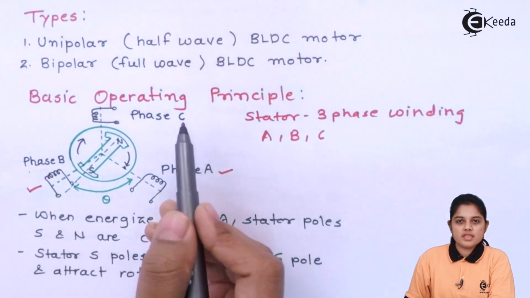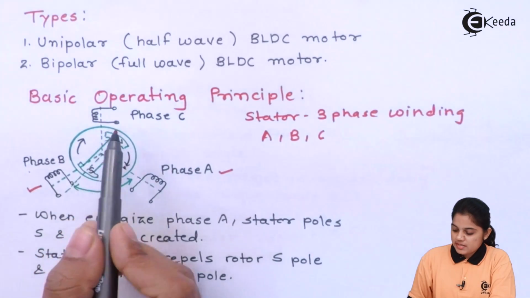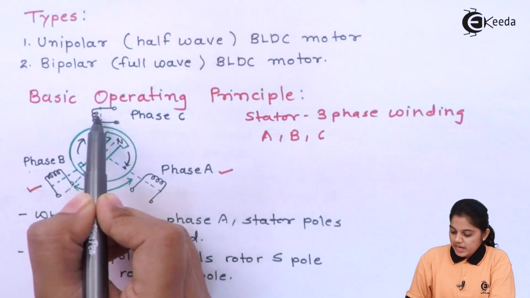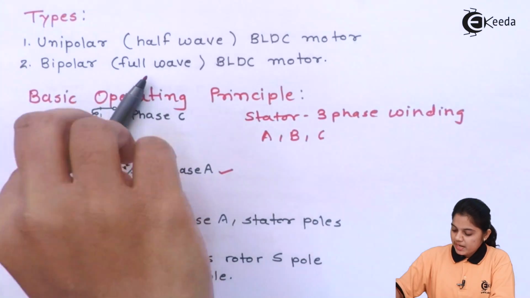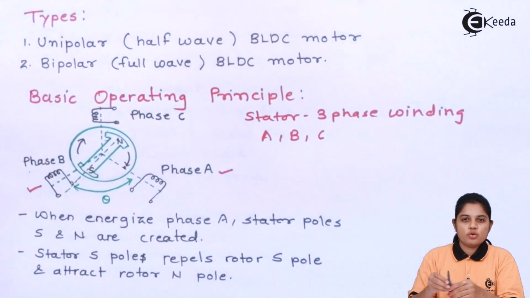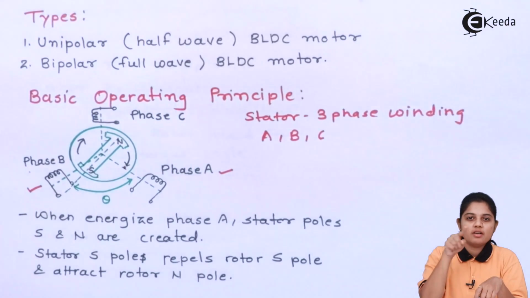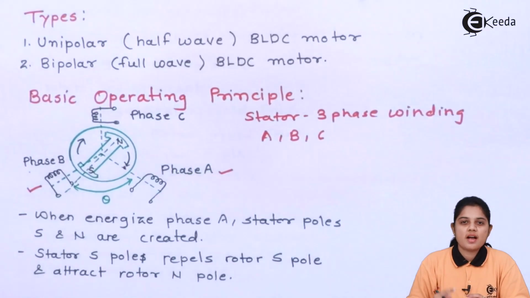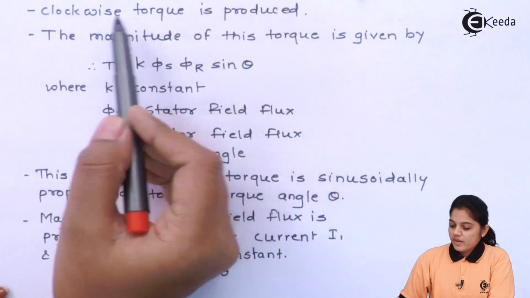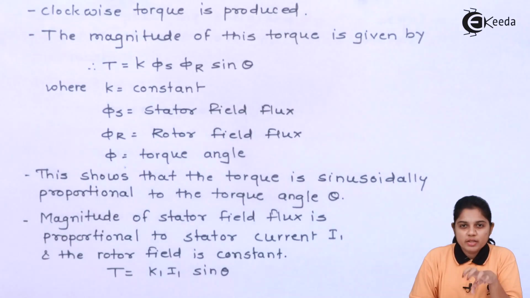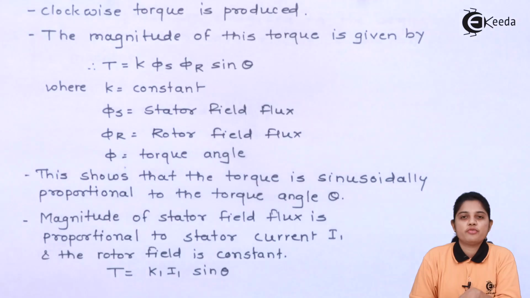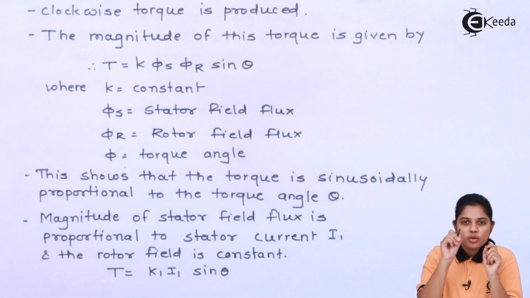Similarly for phase C, whenever the S pole comes near phase C, the S pole of the stator will try to repel the S pole of the rotor, and in this manner this magnet will rotate in a clockwise direction. This is how the rotation of the rotor takes place, which is nothing but the rotation of the motor. So clockwise torque is produced. Since there is a magnet and the magnet is rotated by the phase poles, it will rotate clockwise.